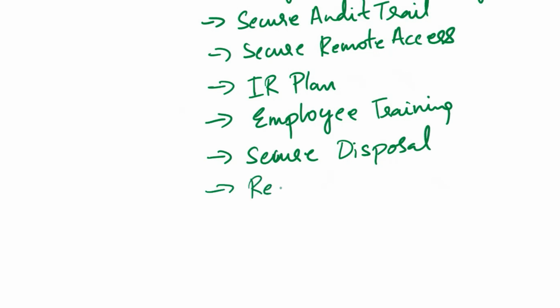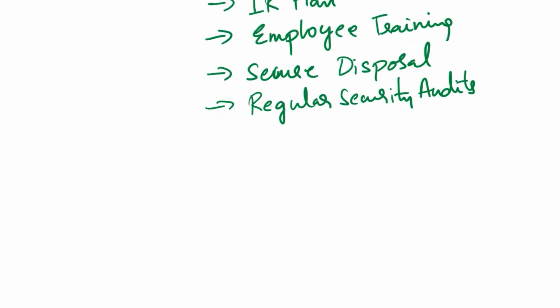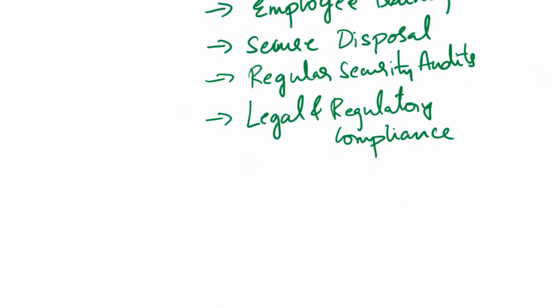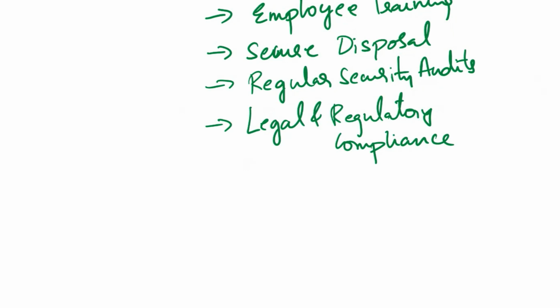Next, regular security audits. Conduct regular security audits to assess and validate the effectiveness of the controls in place for maintaining confidentiality. This includes reviewing access logs, conducting penetration testing, and ensuring compliance with security policies. Next, legal and regulatory compliance. Ensure that the handling of sensitive information aligns with legal and regulatory requirements. Familiarize yourself with data protection laws and industry specific regulations to ensure compliance.